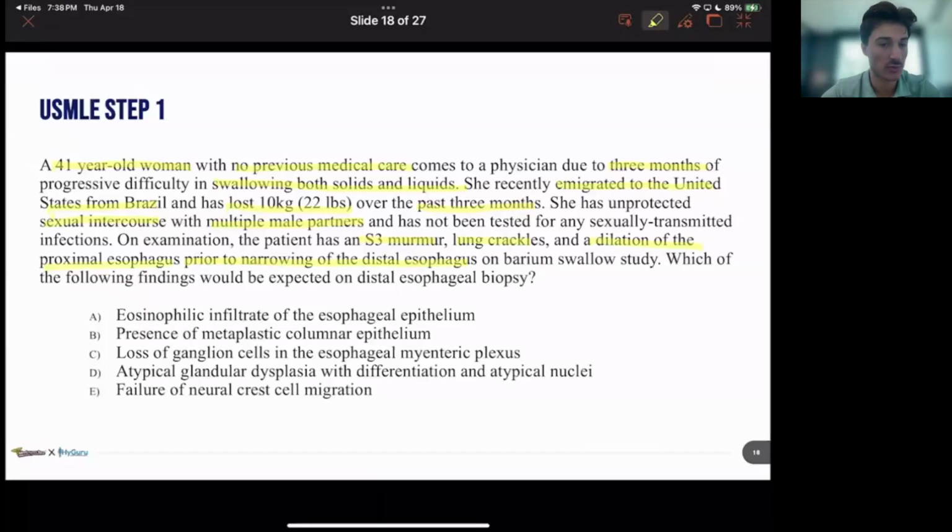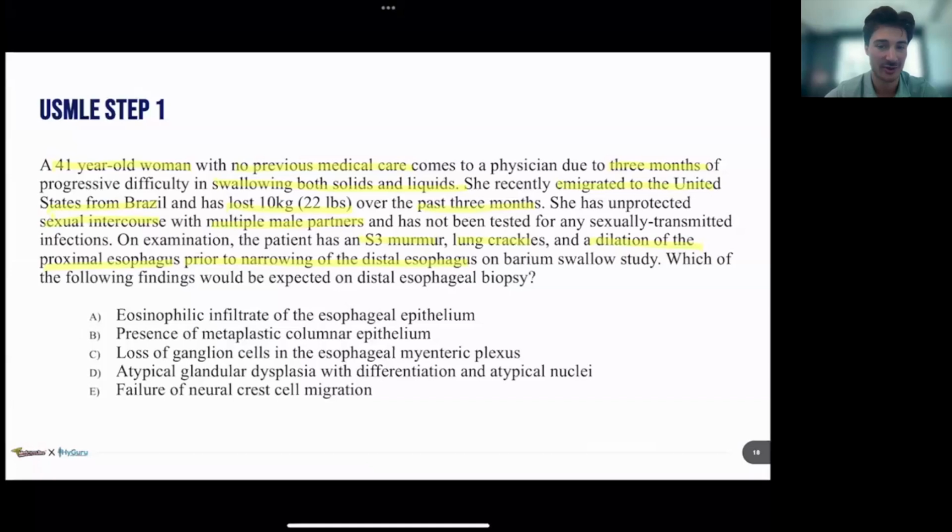Which of the following findings would be expected on distal esophageal biopsy? All right, everyone, I want you to put your answers into the chat box, and then we're going to dive into this question. Very, very great, Juliet, Adrian. I'm seeing a lot of C's. And if you are putting C, you're absolutely correct. This is a picture of achalasia.